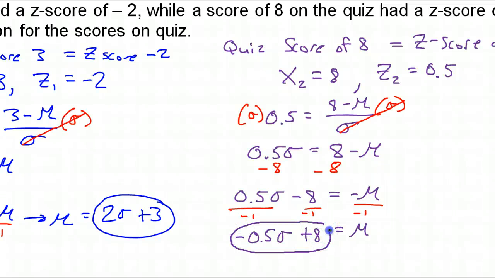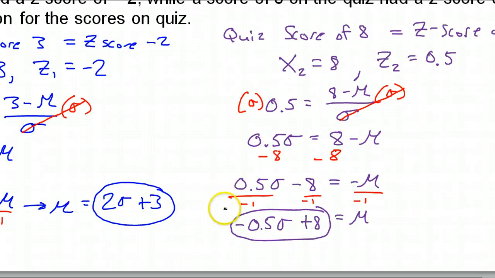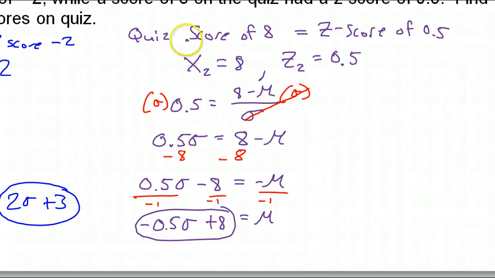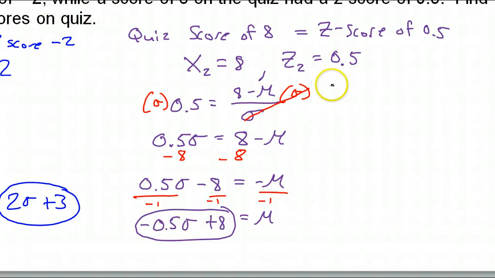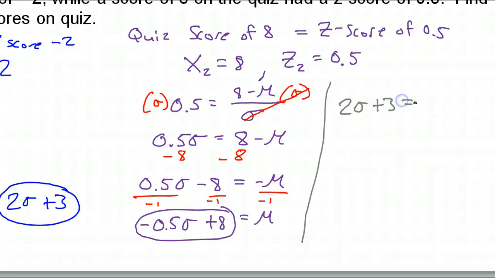Okay, now, can you see how the mean is equal to this and the mean is equal to that? Alright, that means they both must equal each other. So these two expressions I've circled, they must be equivalent. So I can just set them equal to each other and solve. I'm going to do that over here. Okay, so what I've got is 2 standard deviations plus 3 must equal negative 0.5 standard deviations plus 8. All right, I'm setting these two equal to each other because they both equal the mean. So all I have to do is solve this.